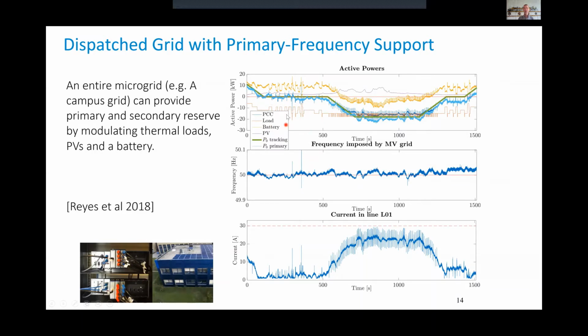In this line here, there is PCC. PCC is one of the jargon of electrical grids, which means point of common coupling. This is where this grid is connected to the main grid. So that's the PCC power. That's the power exchange between the main grid and this microgrid here. It's the slack bus for this grid.